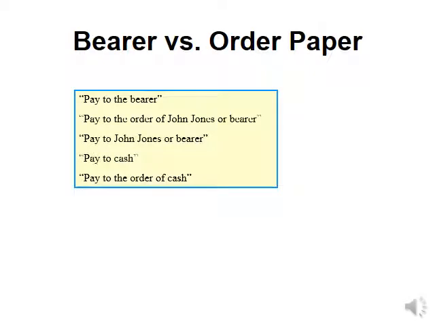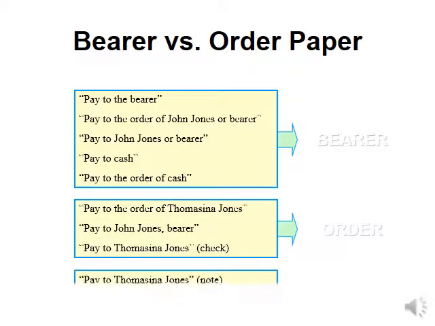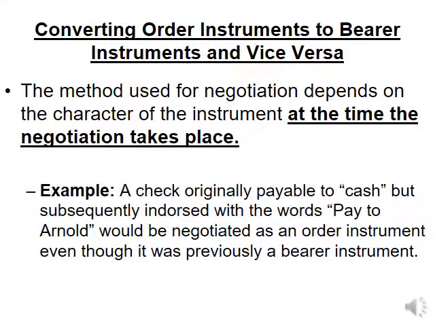Bearer versus order. Again, you got to know these. I've gone over them before, but it's not just the words. For example, pay to the order of John Jones or bearer is a bearer instrument, even though it has order in it, because what that means is pay to the order of John Jones or whoever bears it. But notice pay to John Jones, comma, bearer: whoever comes before that comma is going to be the holder of that instrument. So that is actually an order instrument, which means you need both delivery and endorsement to negotiate that instrument or transfer holder of the instrument.